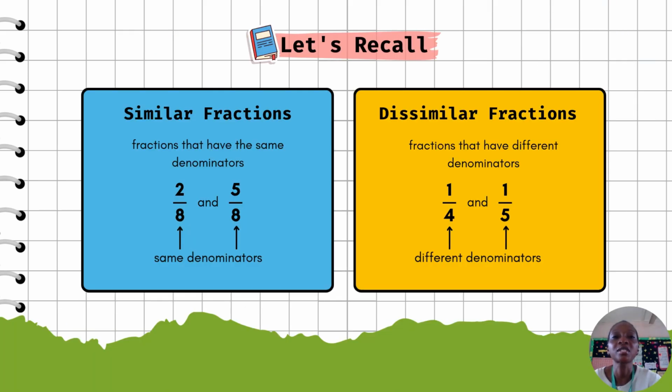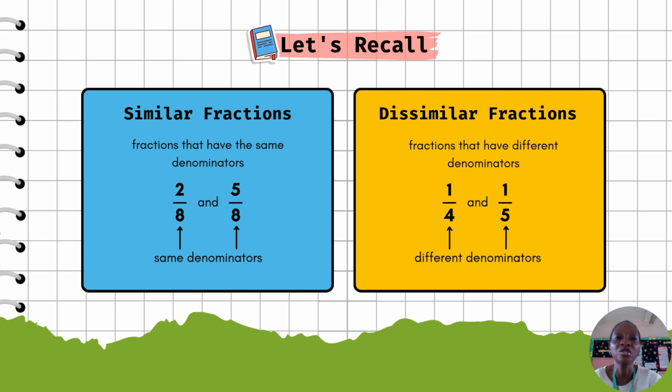Now let's talk about similar fractions and dissimilar fractions. We can also call them like fractions and unlike fractions. Similar fractions are fractions that have the same denominators. I repeat, similar or like fractions are fractions that have the same denominators. For example, 2/8 and 5/8 have the same denominator, which is 8. That makes them similar.